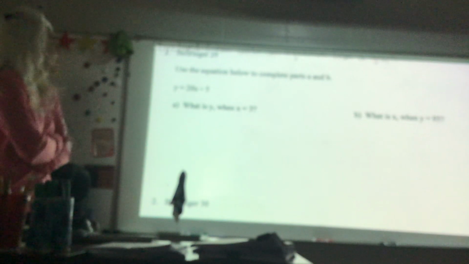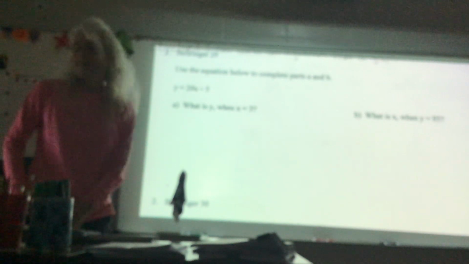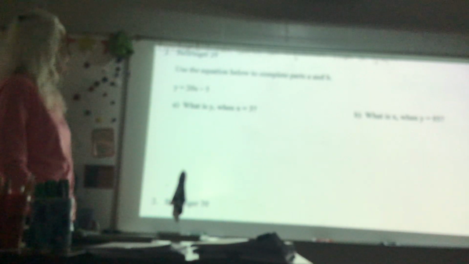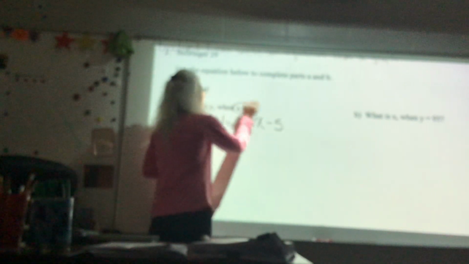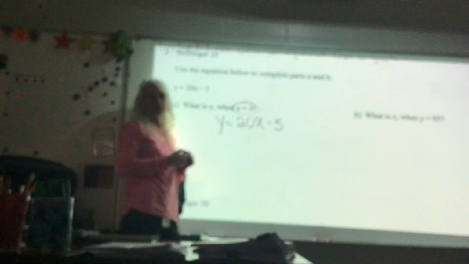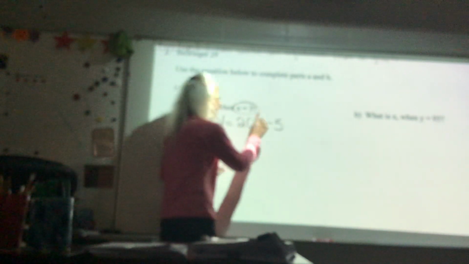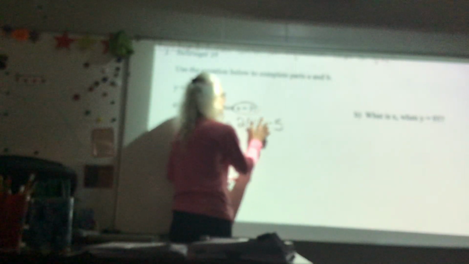So it says, Bellringer 29, use the equation below to complete parts A and B. And the equation is y equals 20x minus 5. Part A, what is y when x equals 3? So what I like to do is write the equation down, y equals 20x minus 5. Now, the 3, is that what x equals or what y equals? X. So since this is what x equals, I'm going to erase the x.